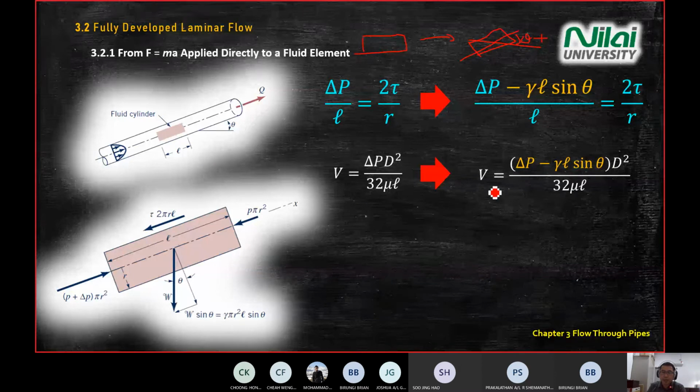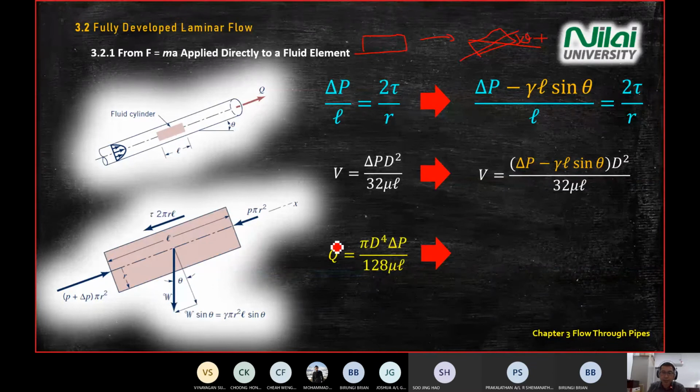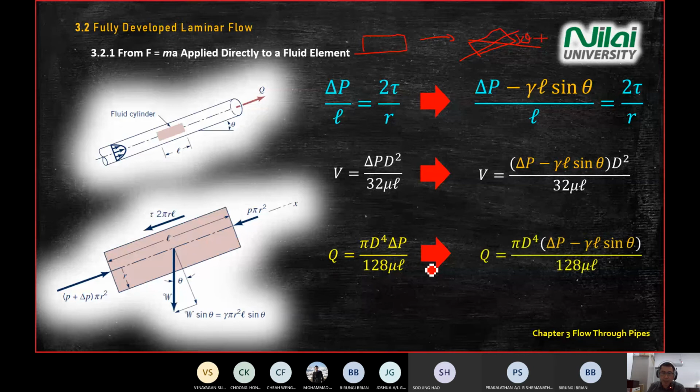Right? It means that, okay, let's look at one more. If you have a Q, this is Poiseuille's law again. What you do is that you modify the delta P again, negative gamma L sine theta. So these are the modifications to the equation if you have an uphill orientation.